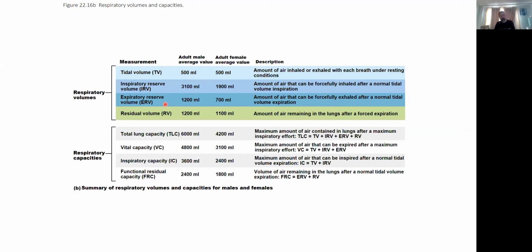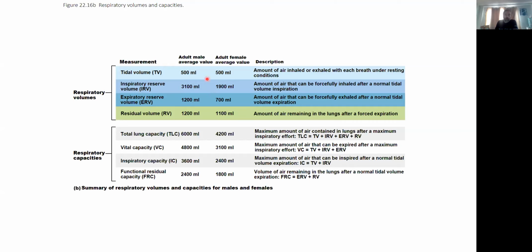The expiratory reserve volume is somewhat similar. You breathe in, normal resting breath, you breathe back out, and you're done. And then you continue to blow out. That's the expiratory reserve volume, the amount of air that you can continue to exhale beyond the normal tidal breath.